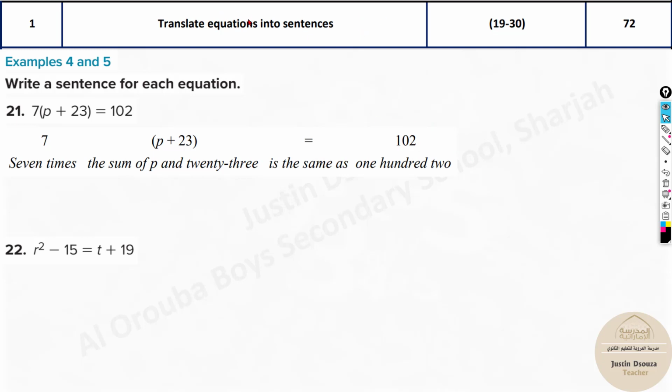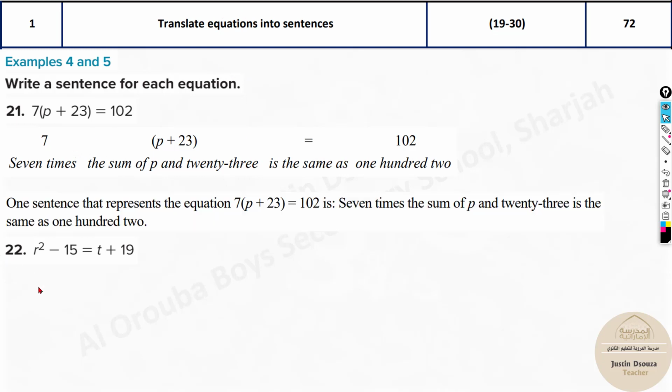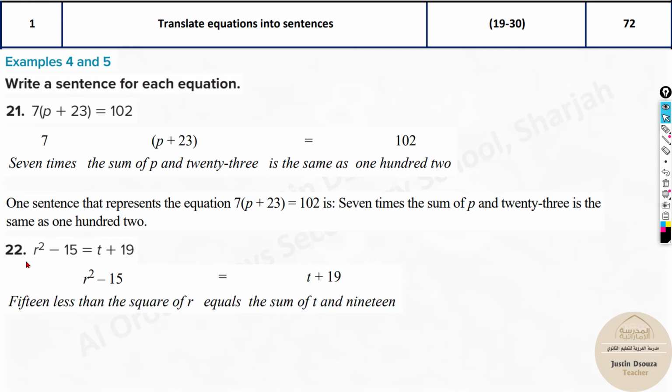Now, you just need to do these by yourselves. Look into all the problems, try understanding them and try telling out any answer, because there are so many correct answers for this. Okay, now here the square. Since it's minus, if you're starting with r square, you can say the square of r minus 15, or the square of r subtracted by 15. Subtracted is minus. Now here they are saying less than. In this case, you must say 15 is less than r square, the square of r.